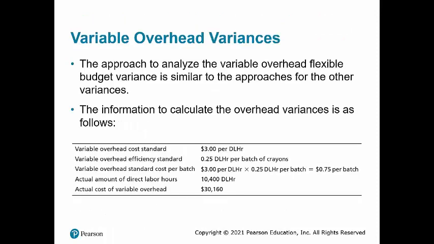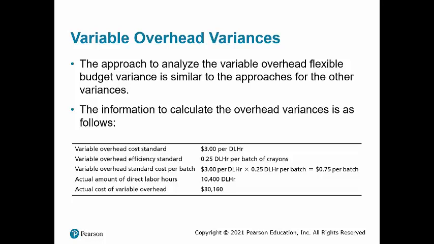Cheerful Colors will use a similar approach to analyze the variable overhead flexible budget variance as it did to analyze the direct materials and direct labor variances. Remember that direct material and direct labor are also variable costs, so the approach is similar. As we can see on this slide, variable overhead cost standard was $3 per direct labor hour. The variable overhead efficiency standard was 0.25 direct labor hour per batch of crayons. Therefore, the variable overhead standard cost per batch was 75 cents per batch.